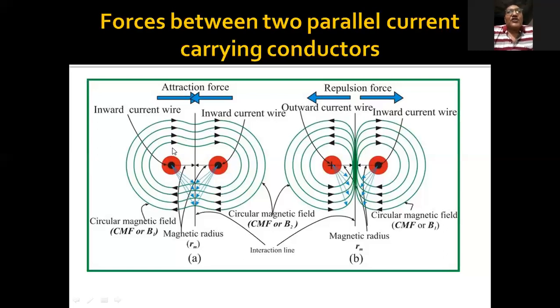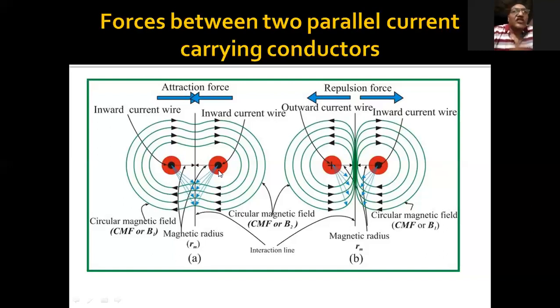In this diagram, there's a mistake. This should be represented with the magnetic field direction which he showed. He should not have shown it with a dot. He should have shown it with a cross, because the magnetic field lines are telling me that the direction is into the page. It should not be a dot here, it should be a cross here. So mark this mistake. It should not be a dot.